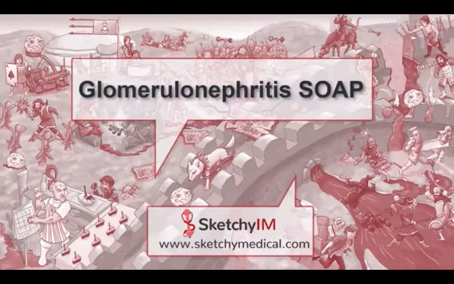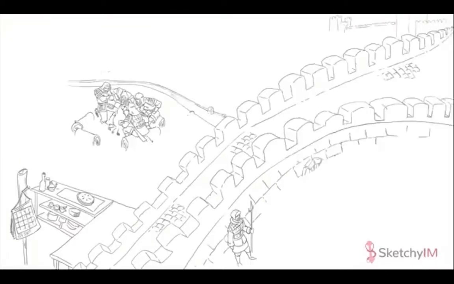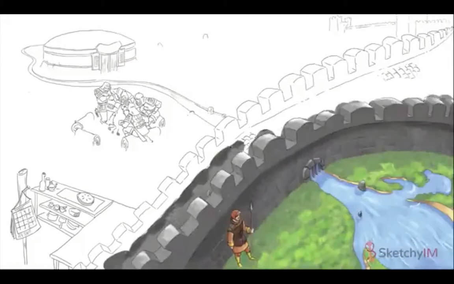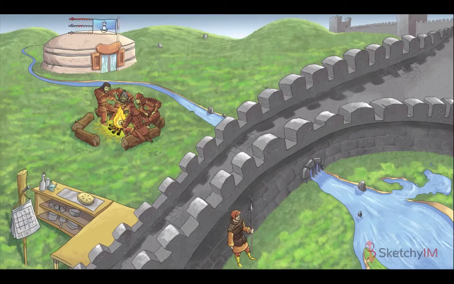What caused the initial injury to the glomerulus? It turns out a whole range of autoimmune diseases and infections are implicated. In this video, we'll cover the clinical presentation, diagnosis, and management of glomerulonephritis.